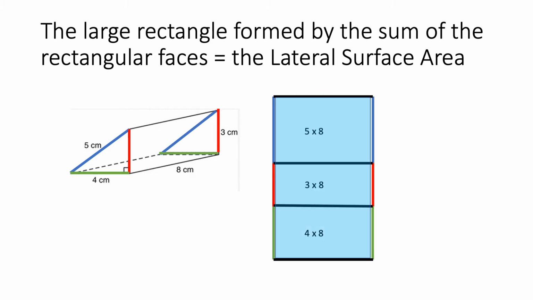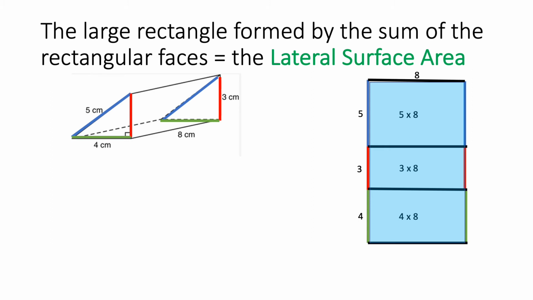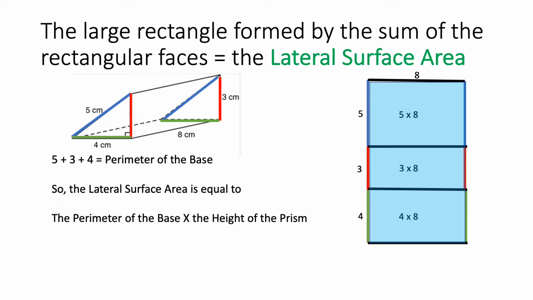Notice that the total lateral surface area is found with the perimeter of the base as a side length, 5 plus 3 plus 4. And the height of the prism, 8, is used as the other side of the rectangle. So to find the lateral surface area, we multiply the perimeter of the base, or 5 plus 3 plus 4, which is 12. The lateral surface area is equal to the perimeter of the base times the height of the prism, 12 for the perimeter of the base, times 8, which is the height, and we get 96 centimeters squared.